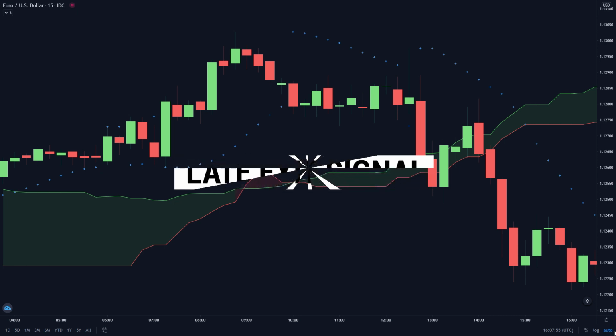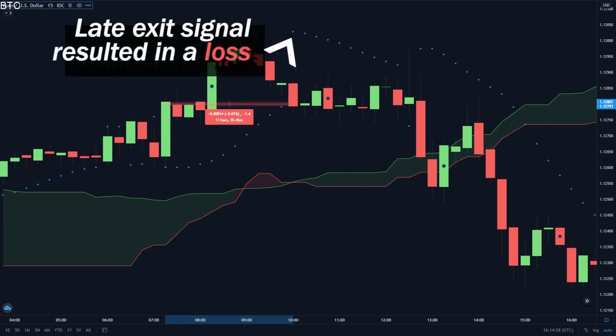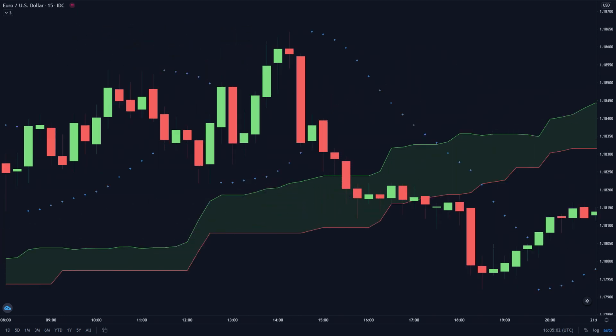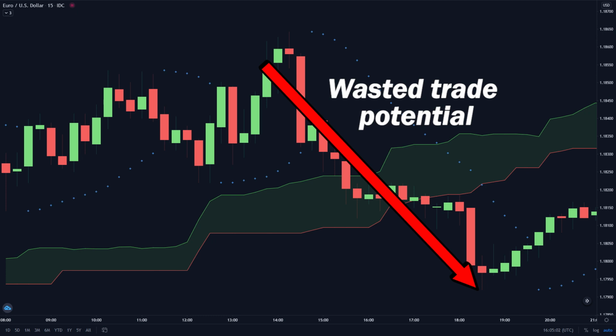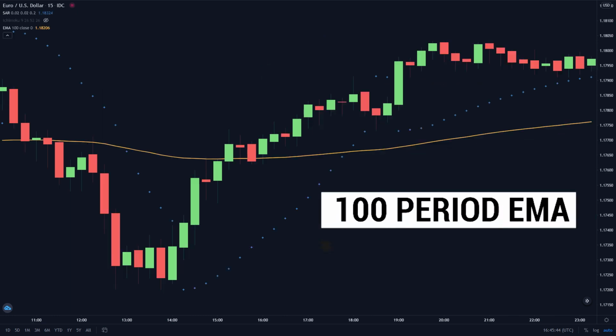There are multiple times where a trade is supposed to be profitable but turned out to be a loss because the Parabolic SAR displayed a late exit signal, and the clouds aren't really helping either. It just adds unnecessary steps and sometimes wasted trade potential. You can easily replace the cloud with a long period EMA.